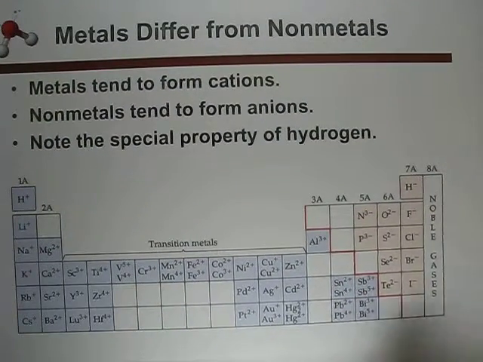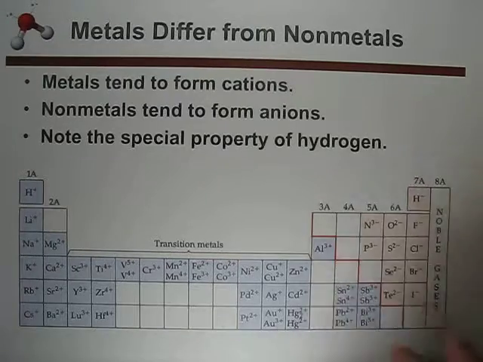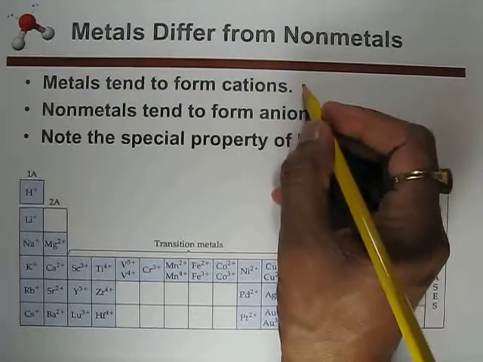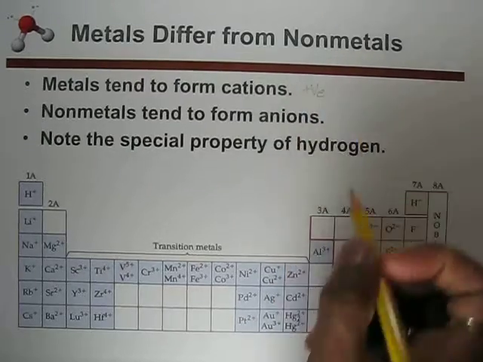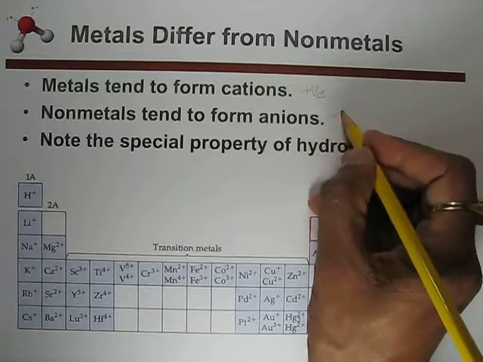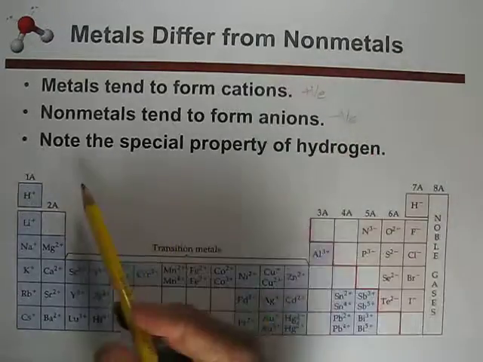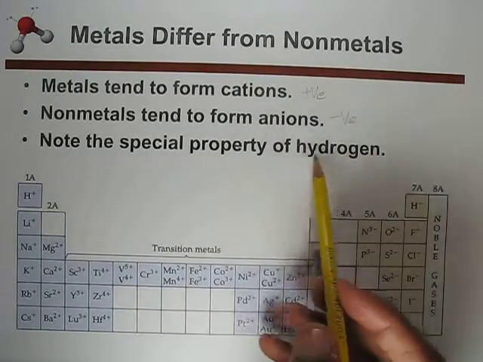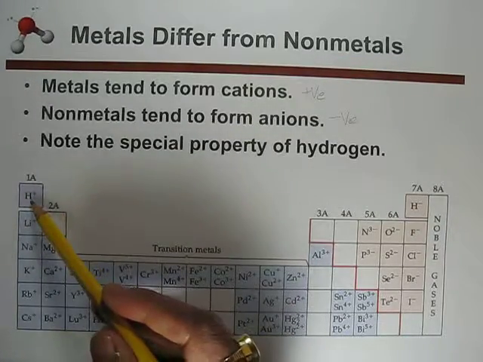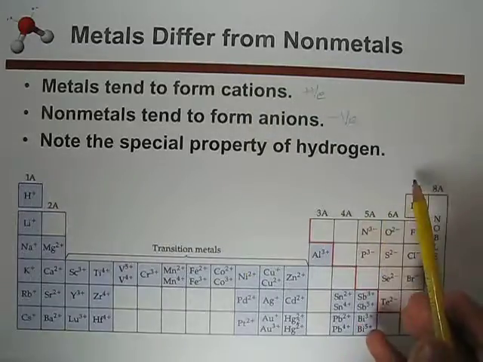And how do metals differ from non-metals? Metals tend to form cations, meaning positive ions. Non-metals tend to form anions, meaning negative ions. And note the special property of hydrogen: it behaves like a metal as well as a non-metal, both.